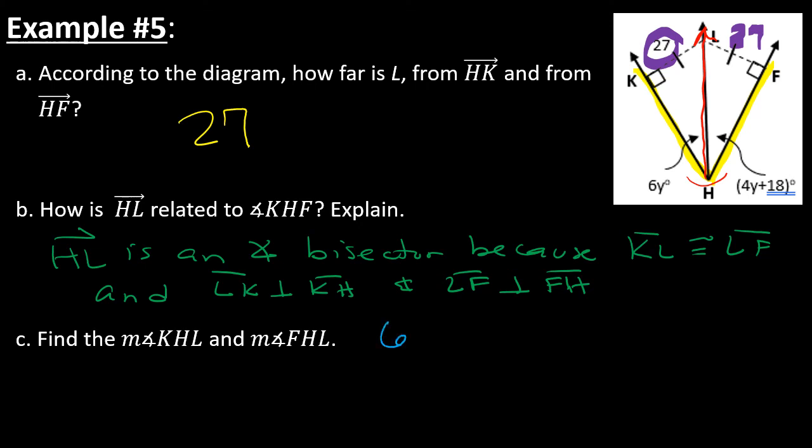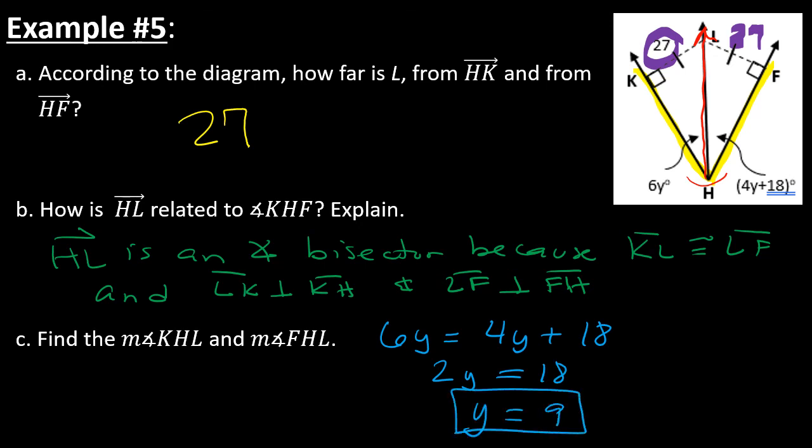So because I know that I have an angle bisector, I know that I'm going to set these two angles congruent. And now it's your favorite thing, algebra. Good thing you're good at it. So I move my 4y over, 2y equals 18, y equals 9, and that's it for this problem.